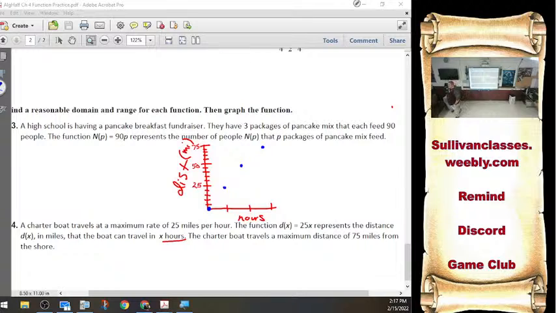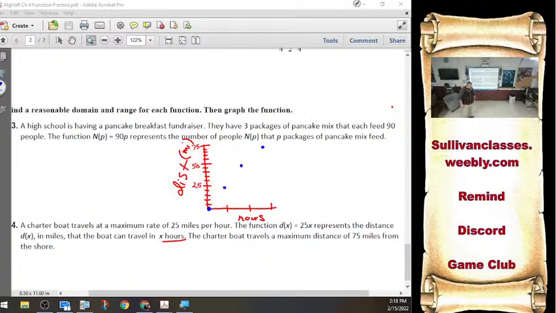Would this be continuous or discrete? Should I just leave those dots or should I fill in the dots? Think about x. What is x in the problem? Hours. Can I drive a boat for 1.3 hours? Yeah. It's not like drive for an hour, stop. Drive for an hour, stop. I can't. Nope. It's been an hour and 10 minutes.